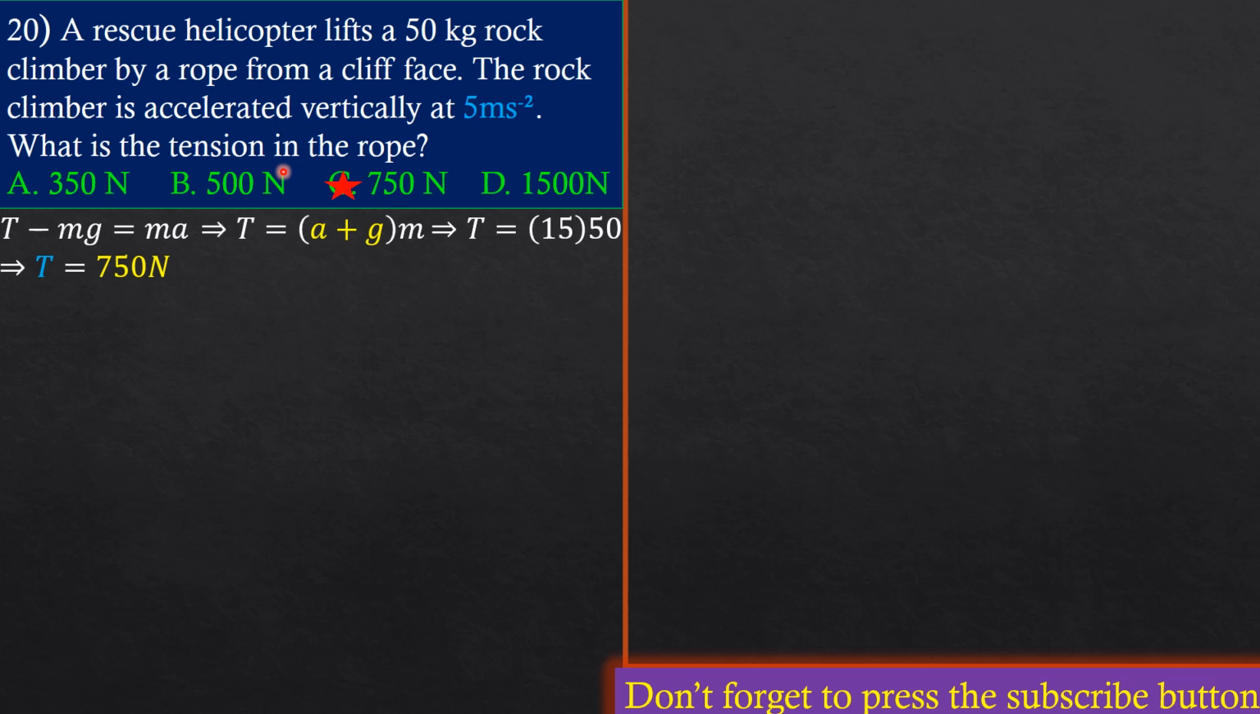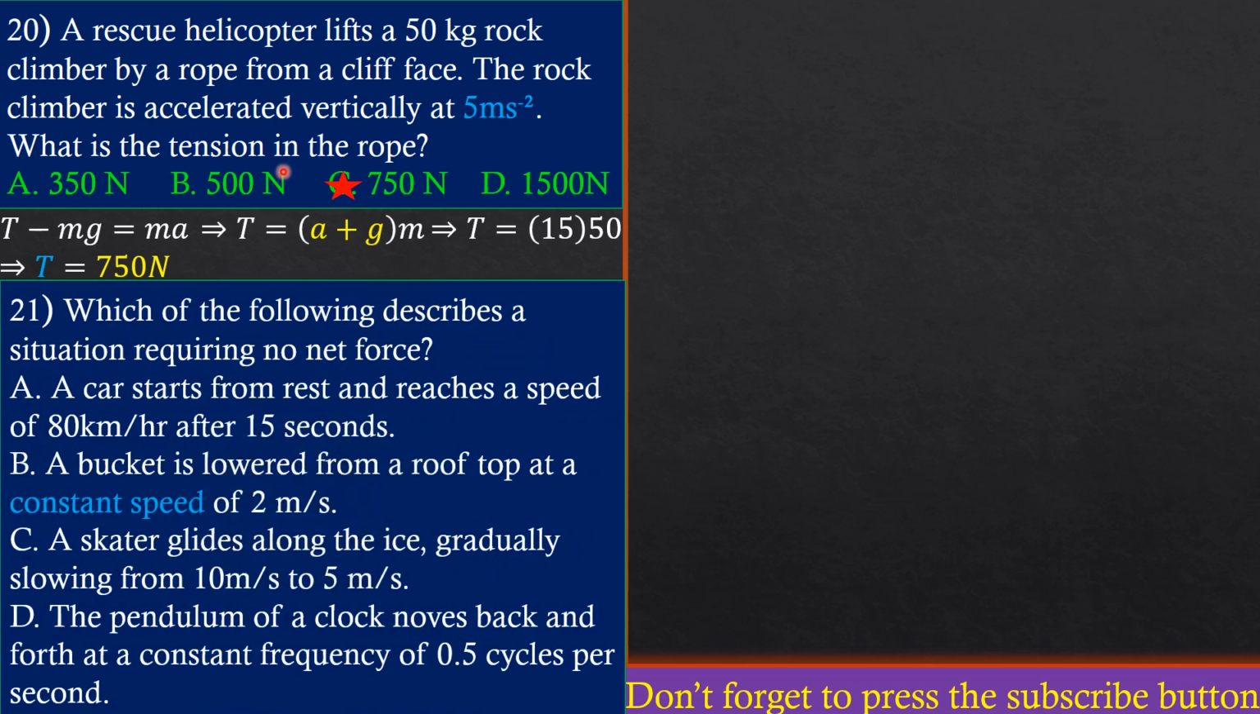All right, question 21, friends, reads: which of the following describes a situation requiring no net force? Option A is saying that a car starts from rest and reaches a speed of 80 kilometers per hour after 15 seconds. Guys, this is acceleration, since the speed changed from one value to another in a given time interval, so it is acceleration.